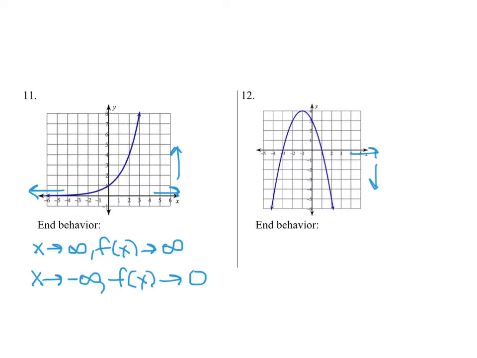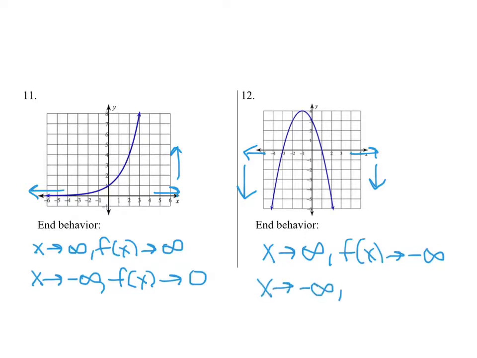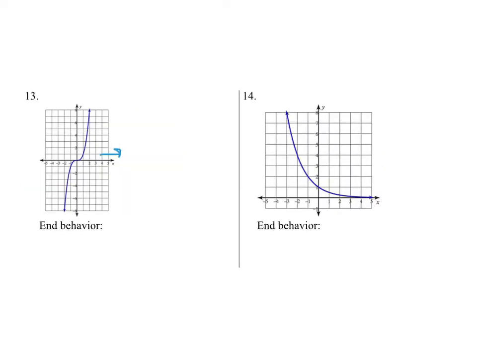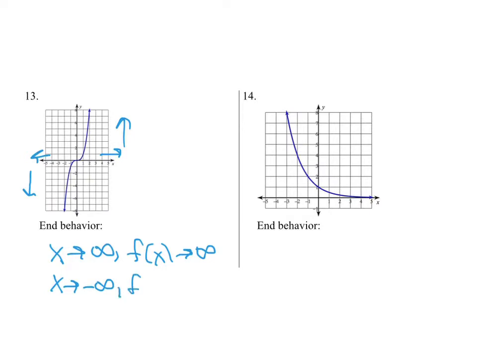Number 12 goes down to the right, down to the left. As x approaches positive infinity, f of x approaches negative infinity. As x approaches negative infinity, f of x approaches negative infinity. Number 13 is up to the right, down to the left. As x approaches positive infinity, f of x approaches positive infinity. As x approaches negative infinity, f of x approaches negative infinity.